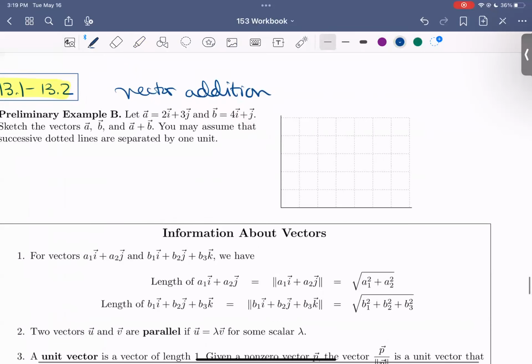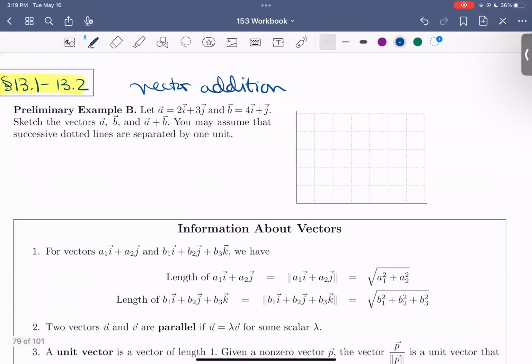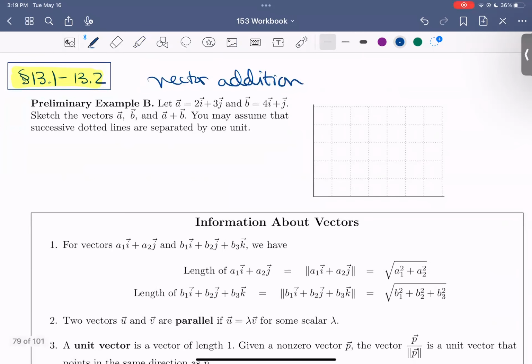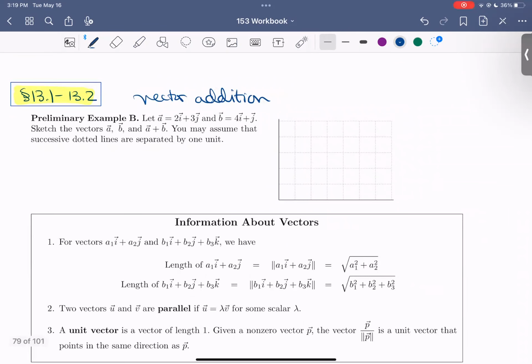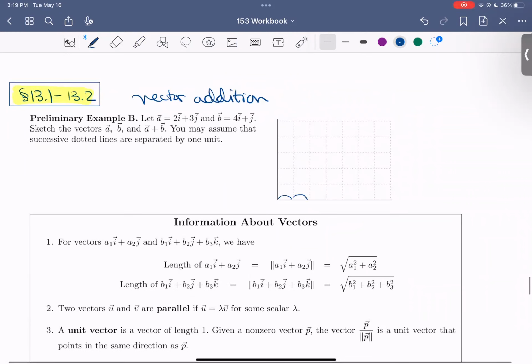So here we have two vectors. We're told to let A be the vector 2i plus 3j, and B to be the vector 4i plus j. We're told to sketch the vectors A, B, and the sum of A plus B. And you may assume that the successive dotted lines are separated by 1 unit. So we have 1 unit represented in this graph. All right, let's go ahead and get started by graphing these two vectors.